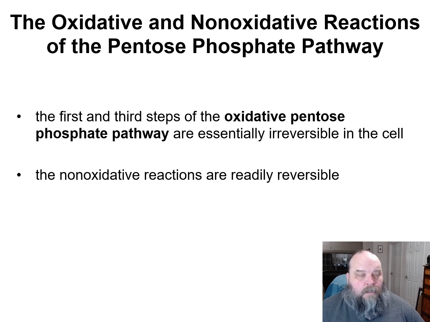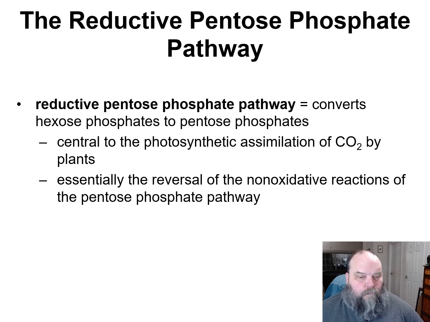Now, as we've seen before in many of these pathways, these alternate pathways, gluconeogenesis here, the pentose phosphate pathway, there are going to be certain steps that are irreversible. The reaction itself releases the inorganic phosphate, so you can't get at what's not there. There's a counter to it, a reductive pentose phosphate pathway that converts hexose phosphates to pentose phosphates. This one is utilized quite often in the photosynthetic assimilation of carbon dioxide by plants. So that's where this comes into play.